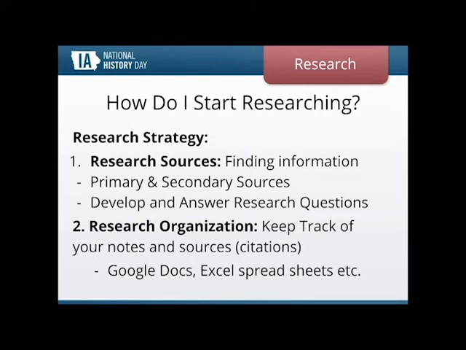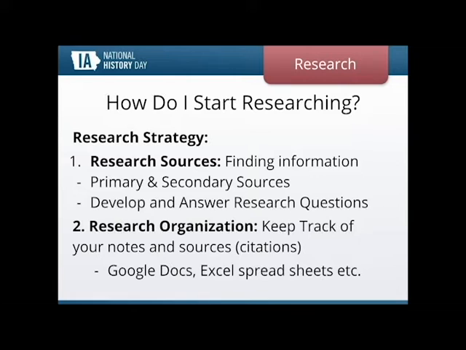How do I start researching? I've got my topic, and now I'm going to start the process of researching. So I like to advise students, first thing you need to do is pull a strategy together. So you have your topic. First, you need to find sources. So start finding your information. We're going to be looking at primary and secondary sources, and we're going to go over what those are here in a few minutes. You want to develop and try to answer specific research questions to help support that claim as to why your topic fits into the theme.